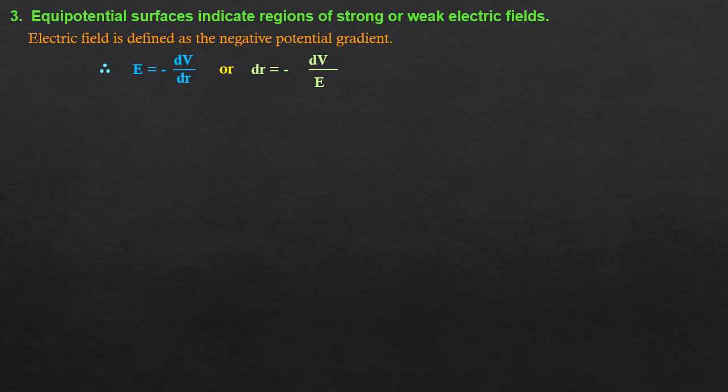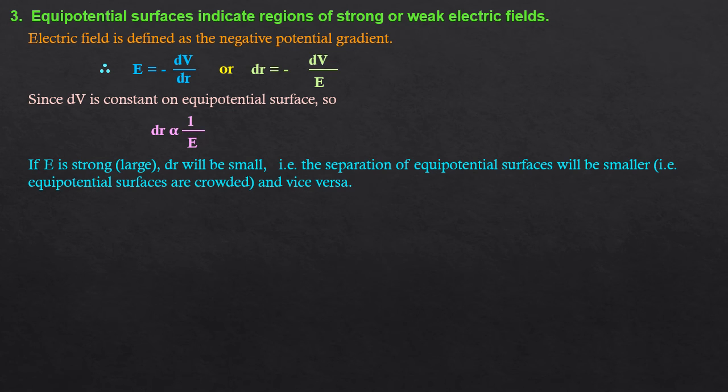So you can see the distance between the equipotential surfaces is inversely proportional to the electric field. So since dV is constant on equipotential surface, we can write dr is proportional to 1 by E. What it represents? dr is the distance between two equipotential surfaces and E is the electric field intensity. So if the electric field intensity is more, dr is less. Or we can say that equipotential surfaces are crowded together in a region of strong electric field. So you can write if E is strong or large, dr will be small. That is, the separation of equipotential surfaces will be small. That is, equipotential surfaces are crowded and vice versa.